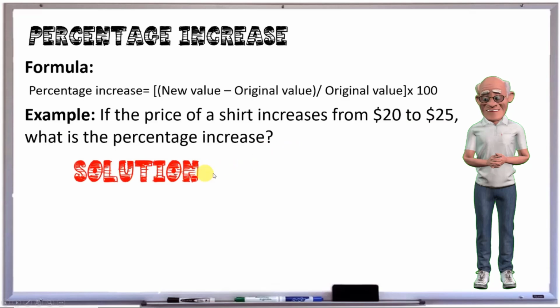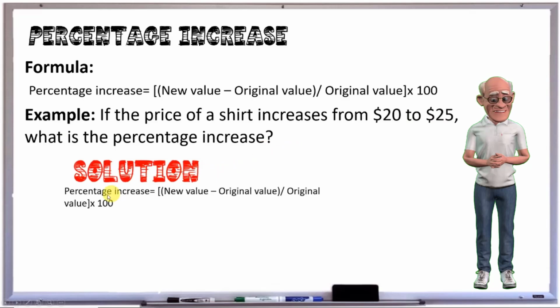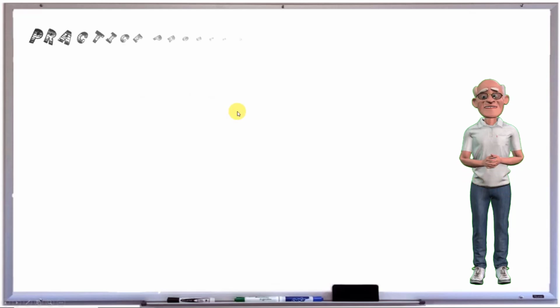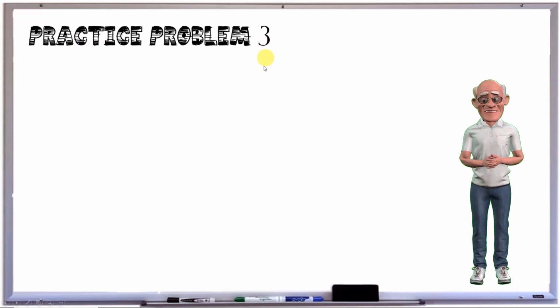The solution? There's our formula once again. Percentage increase equals the new value minus the original value divided by the original value times 100. Let's have a look at it. So the new value is $25. There it is. Minus the original value, which is $20, divided by the original value multiplied by 100. And that should give you 25%. Wow. Great. Let's look at another practice problem, number 3 already.